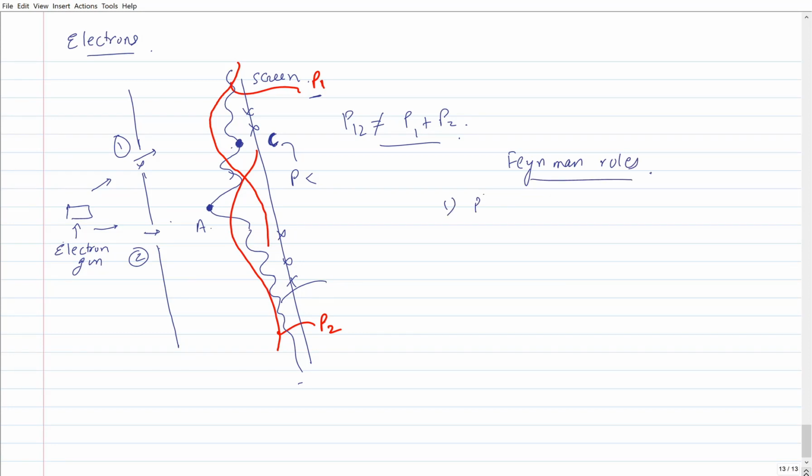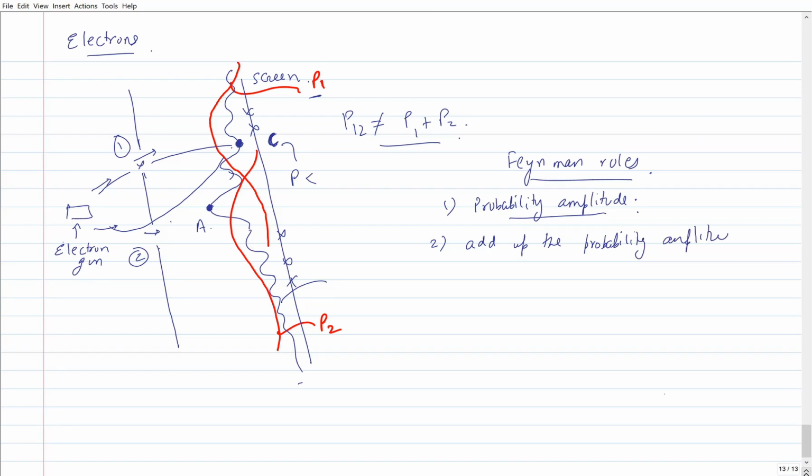assigning a probability amplitude. Basically, if we can argue that there is no way to determine which of the paths the electron took towards the screen, we add up the probability amplitude for indistinguishable paths.